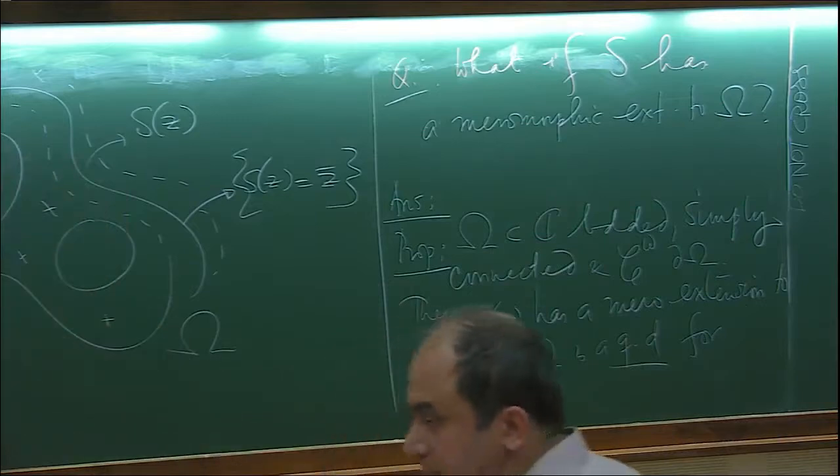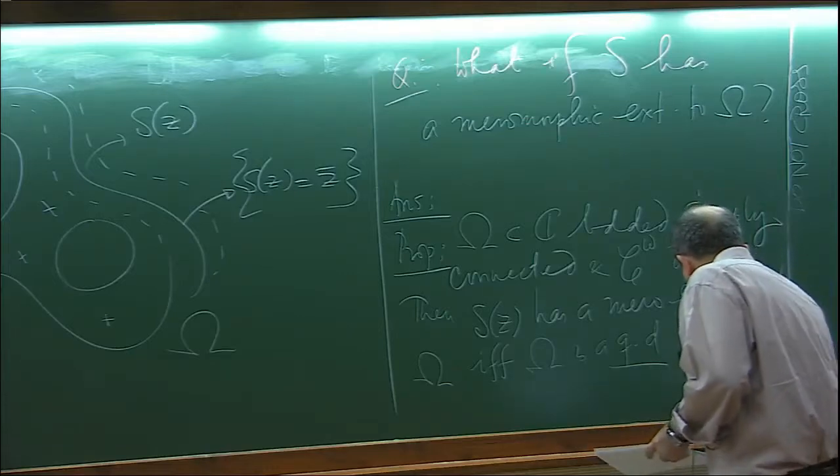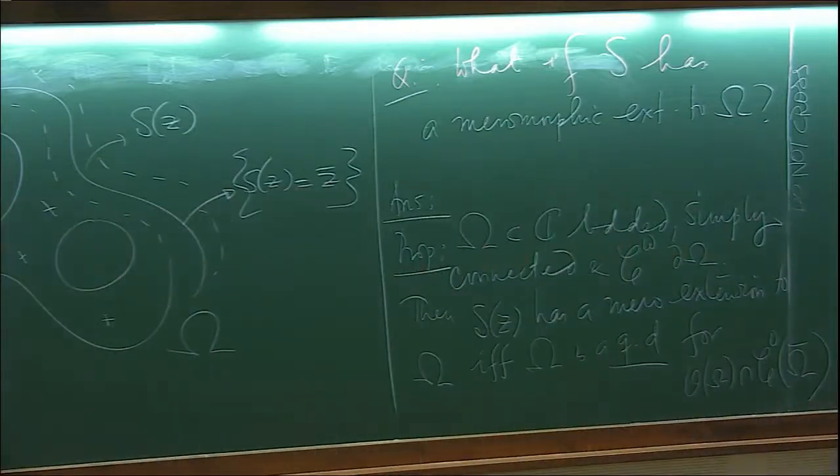And I have to tell you what the test class is. The test class is slightly different here. It's the class of all holomorphic functions that are continuous on the closure. So being a quadrature domain is equivalent to the Schwarz function admitting a meromorphic extension to the entire domain. Notice that these poles cannot cluster at the boundary because S is equal to Z bar. So S is well behaved near the boundary. Only finitely many poles. Okay.